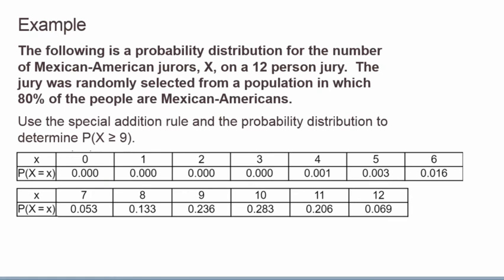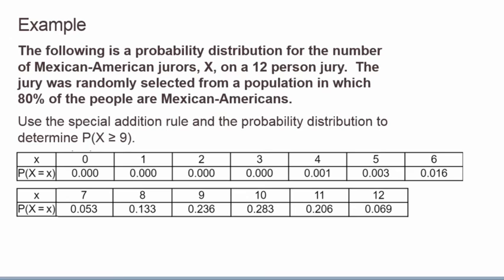Example: the following is a probability distribution for the number of Mexican-American jurors X on a 12-person jury. The jury was randomly selected from a population in which 80% of the people are Mexican-American. Use the special addition rule and the probability distribution to determine the probability x is greater than or equal to 9. So we want 9 or more.